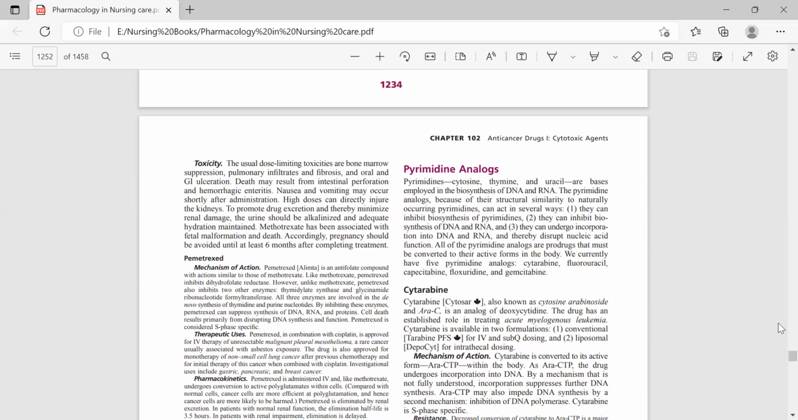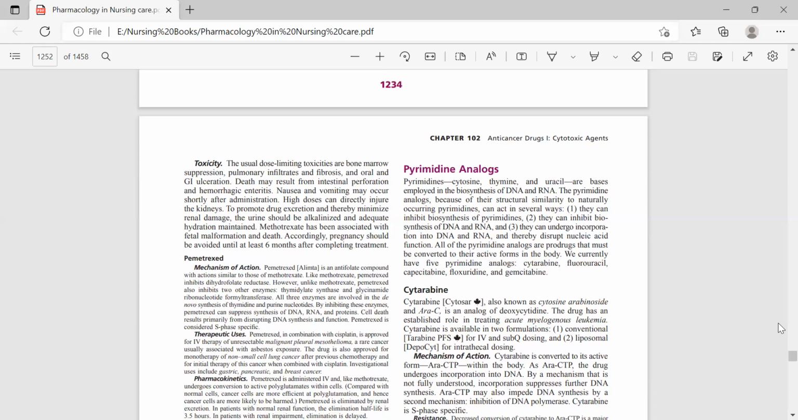The mechanism of action of ARA-C is very clear: it undergoes incorporation into DNA by a mechanism that is not fully understood. Incorporation suppresses further DNA synthesis. ARA-C may also impede DNA synthesis by a second mechanism, that is the inhibition of DNA polymerase. So the drug is categorized as S phase specific. Resistance develops through major causes, which include decreased uptake of cytarabine, increased conversion of cytarabine to an inactive product, and increased production of dCTP. Again, the kinetics is IV, subcutaneous, and intrathecal, the two forms we have discussed.